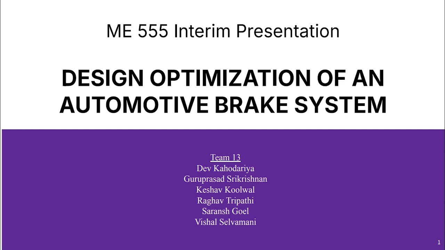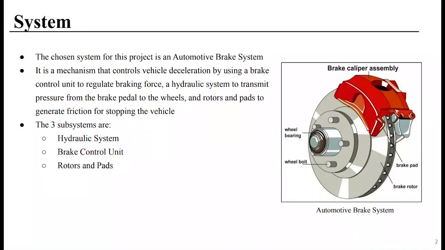In this project, we have decided to analyze and subsequently optimize the design of an automotive braking system. The primary system we have chosen for this project is the basic automotive braking system as shown on the screen. Its major functional parts include brake calipers, pads, rotors, and the master cylinder.